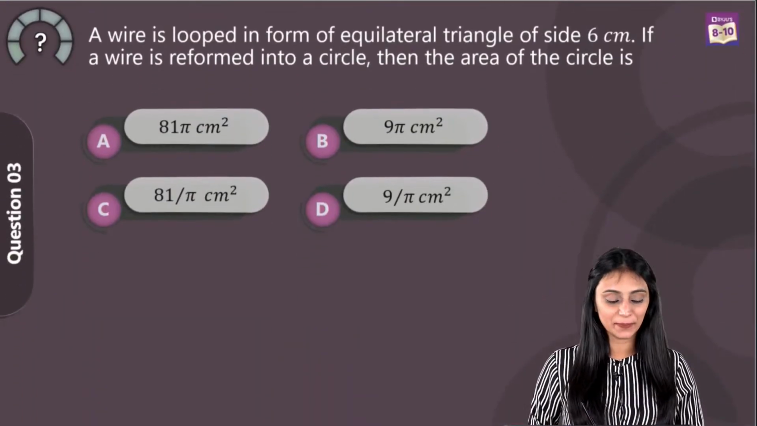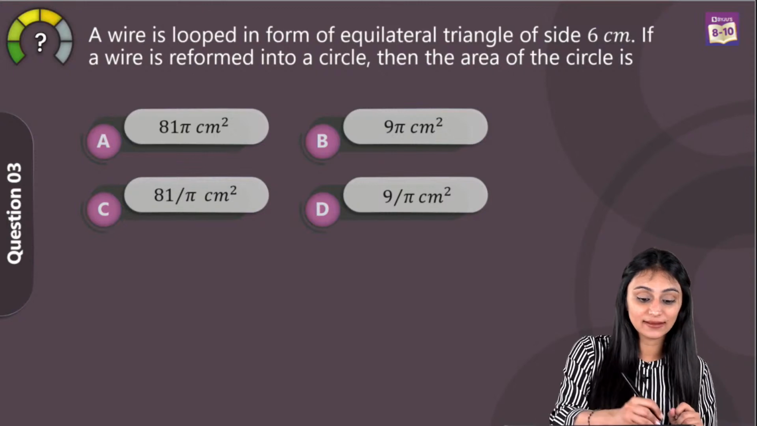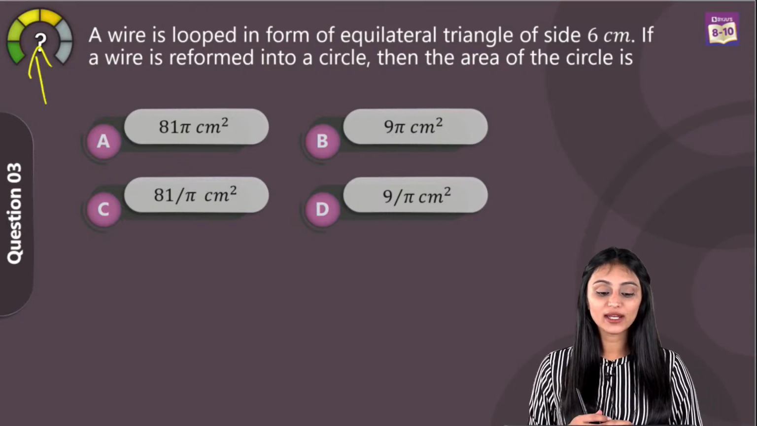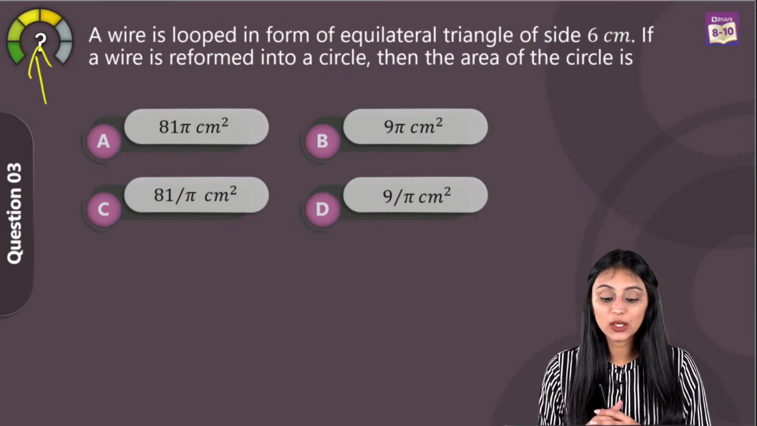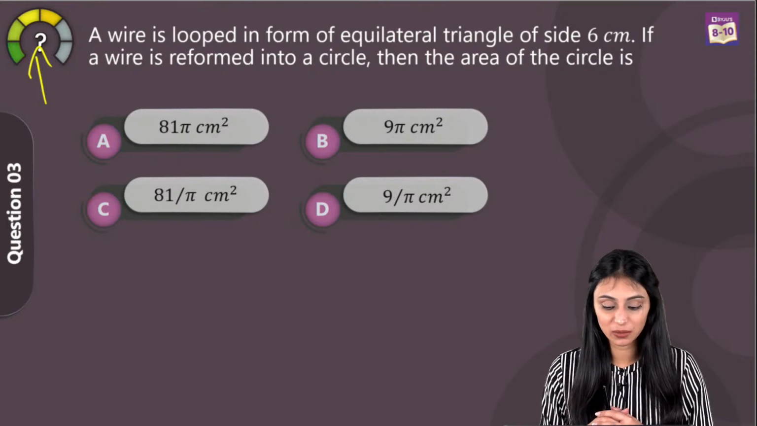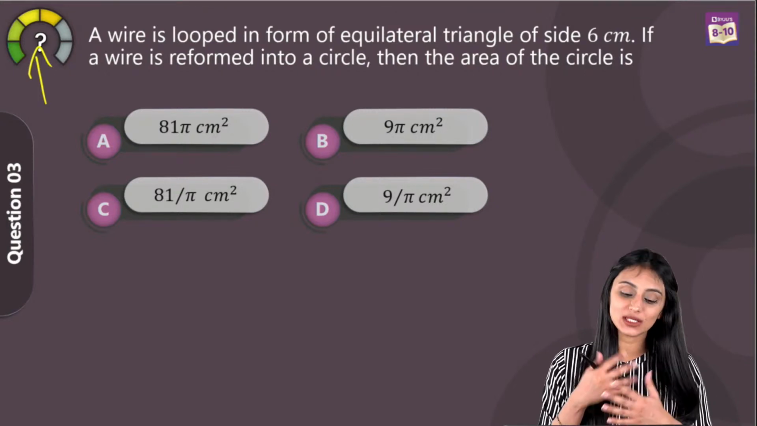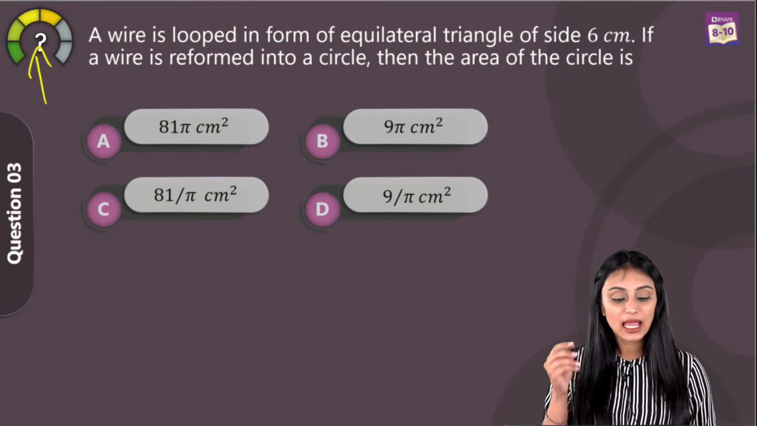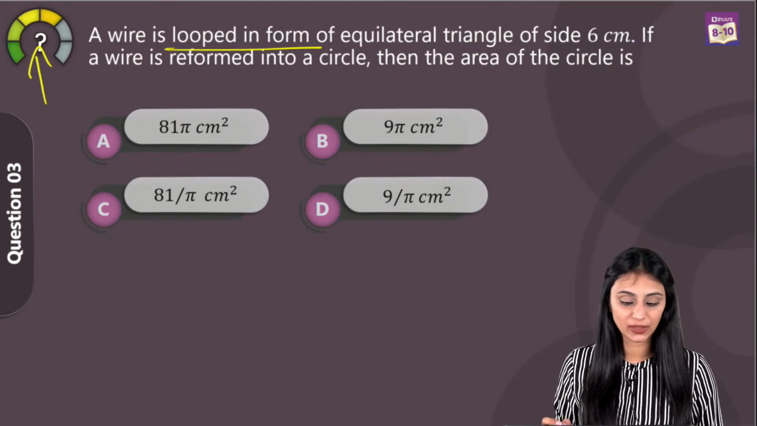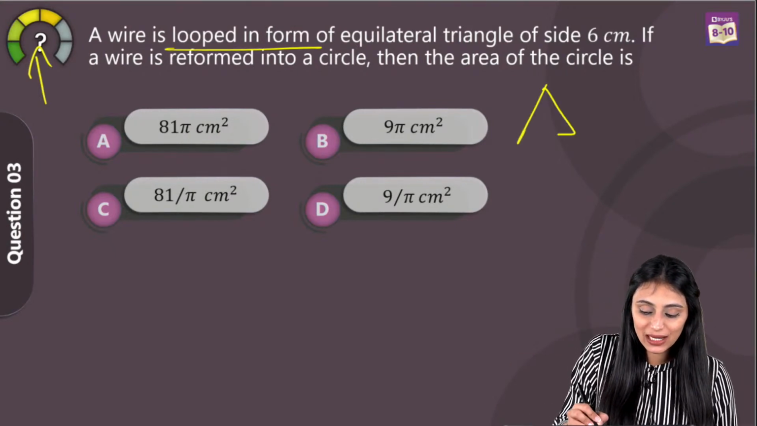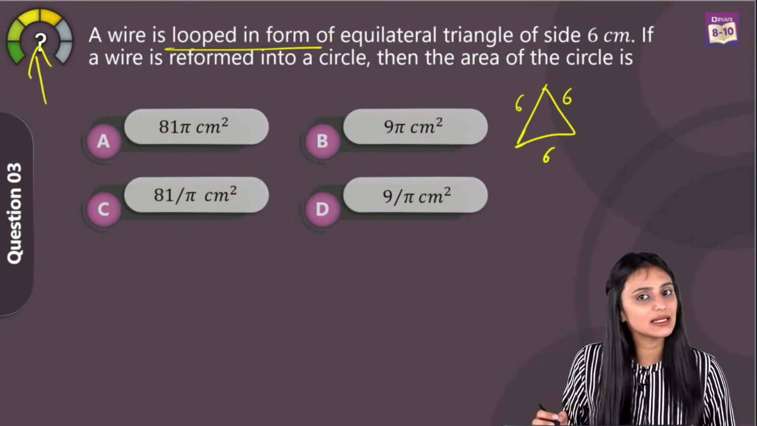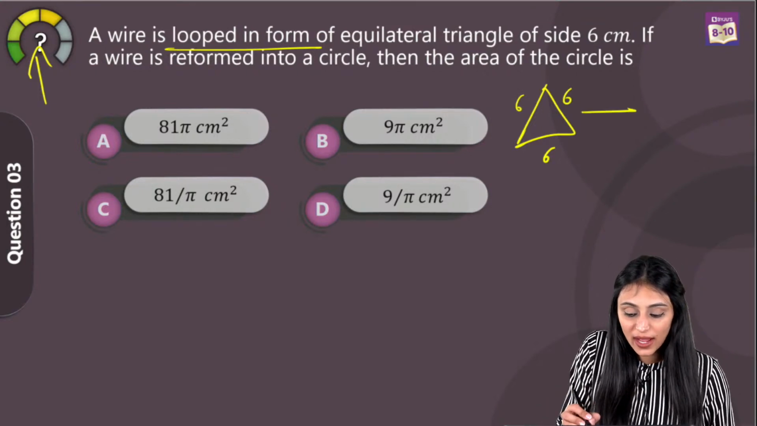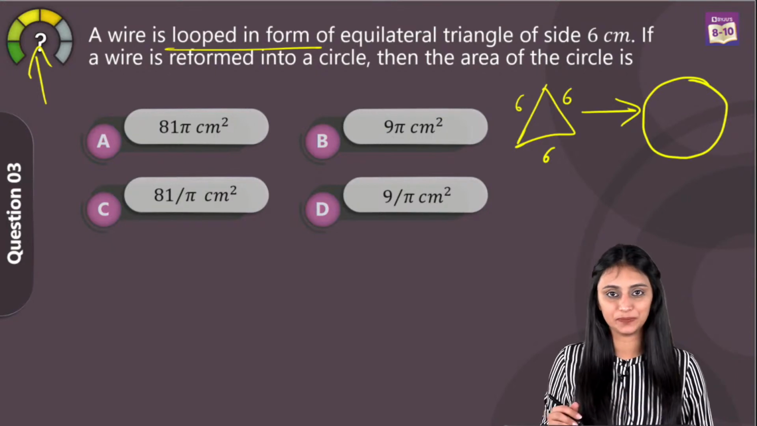Cool. Let's move ahead. So we have question number 3, and this is a moderate one. A wire is looped in the form of an equilateral triangle of side 6 centimeter. If the wire is reformed into a circle, then the area of the circle is. Here we are talking about a wire which is in the form of an equilateral triangle. All sides would be of 6 centimeters. Now this wire is transformed into a circle.